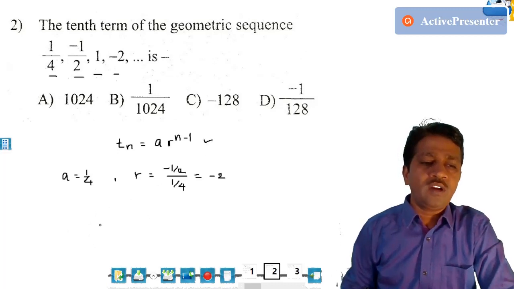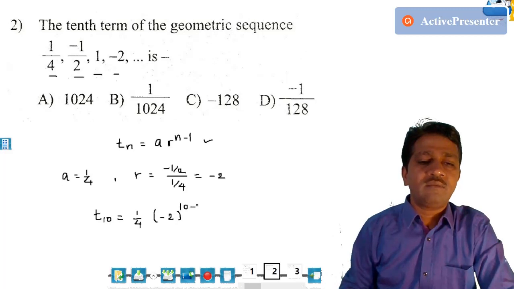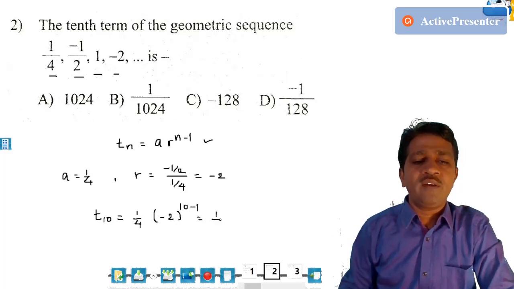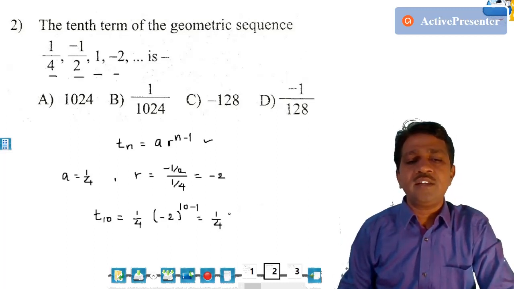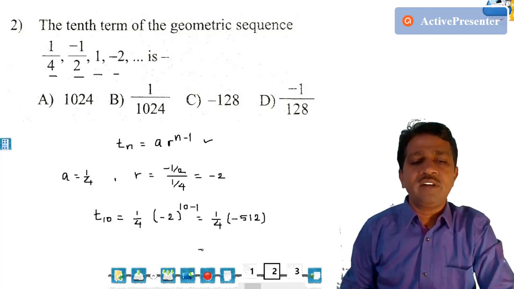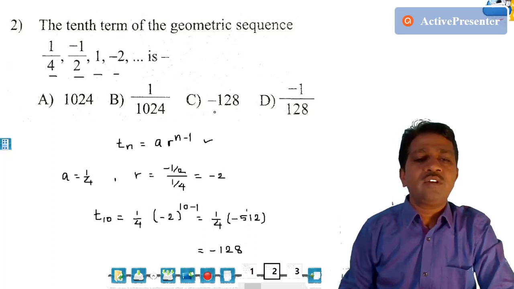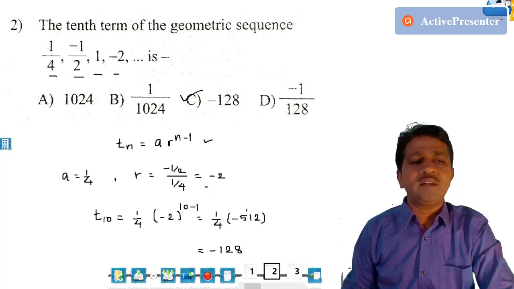So A is known, now R is known, and we have to find the 10th term. Using the formula for Tn, I can find T10 by putting n equal to 10. A is 1 by 4, R is minus 2, raised to 10 minus 1, which comes to 1 by 4 into minus 2 raised to 9. Minus 2 raised to 9 is minus 512, which on division by 4 will give me minus 128. So the answer is option C. Hope you got this simple example.